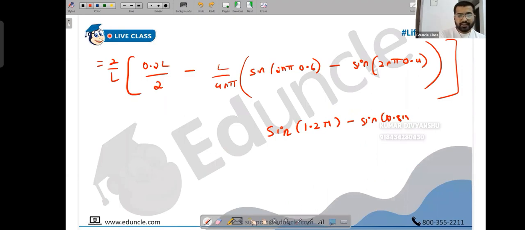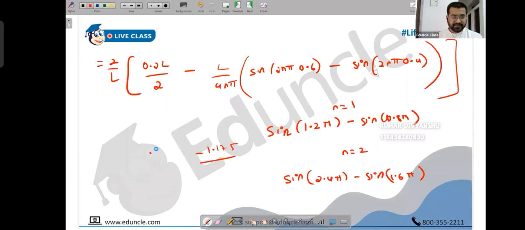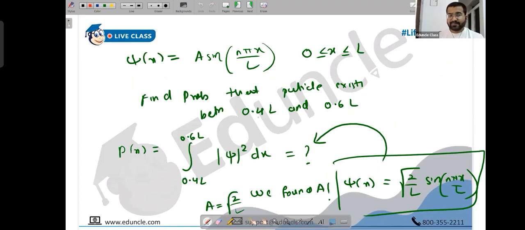Add for this question, people, that here in the question, find the probability that the particle exists between 0.4 L and 0.6 L in the ground state. In the ground state, n equals 1. Add this, please. Earlier it was not important, it was always becoming 0. Now it's important, in the ground state.